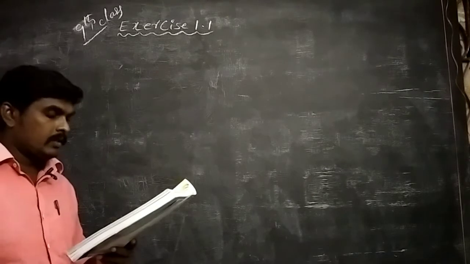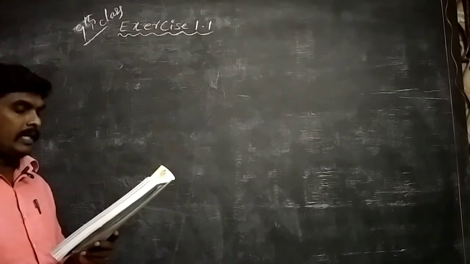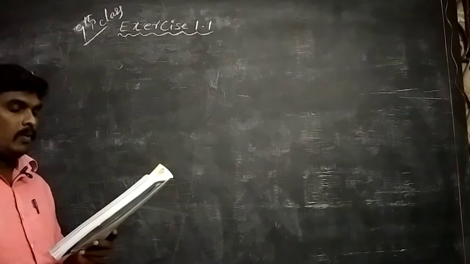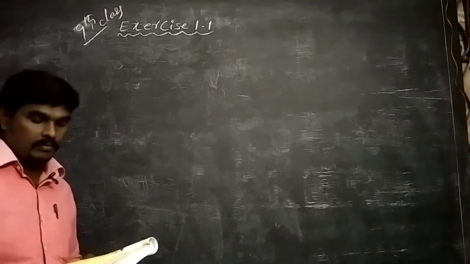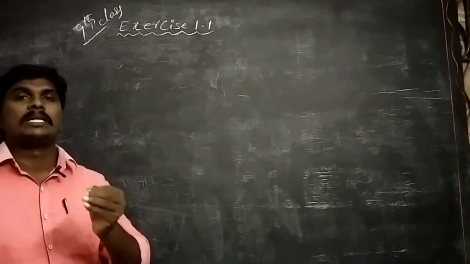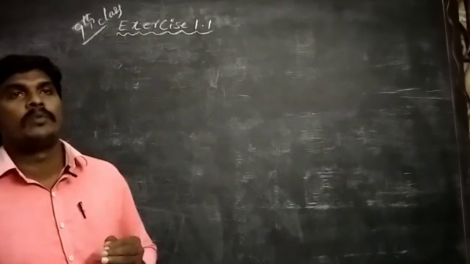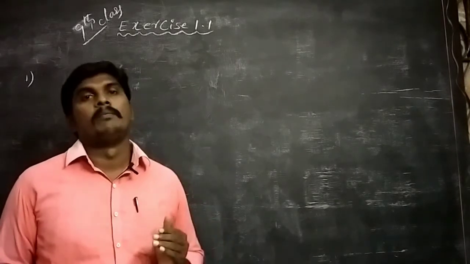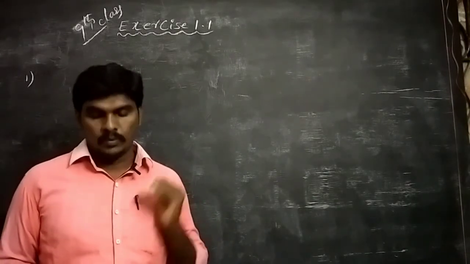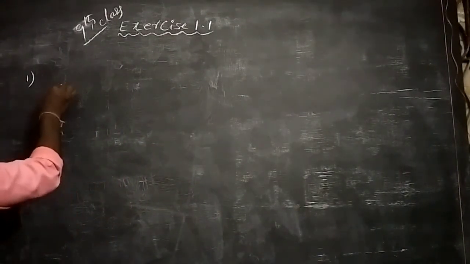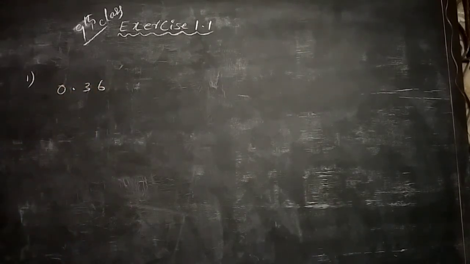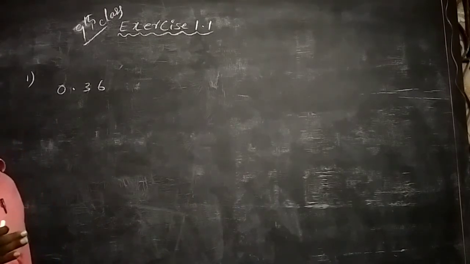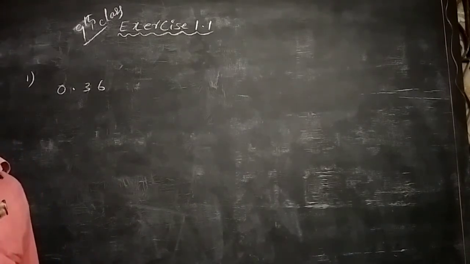I will read out the heading again. Express each of the following decimals in p by q form where q is not equal to 0 and p, q are integers. That means we want to express in rational form. P by q form means rational number form. So that is what we are going to do. First number is 0.36, one of the decimal numbers. This 0.36 we want to represent in p by q form.